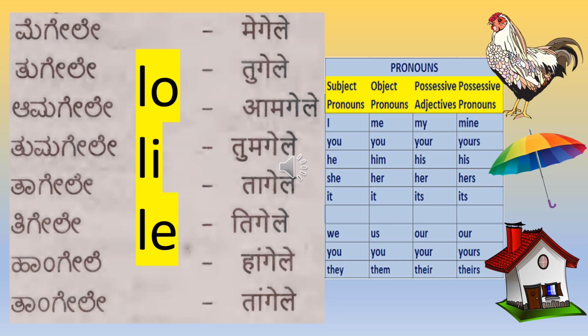For neutral, megele ghar. So megelo combo, megeli chhatri, megele ghar. So tugelo combo, tugeli chhatri, tugele ghar. So le becomes neutral gender. So neutral gender, megele, tugele, amgele, tumgele, tagele, tigele, hangele, tangele. So I'll give another example. Megelo combo, megeli chhatri, megele ghar.